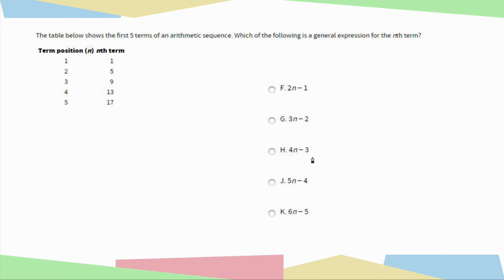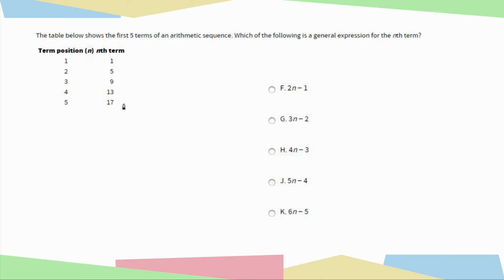The table below shows the first five terms of an arithmetic sequence. Which of the following is a general expression for the nth term? So I'm going to show you the fast way to do this first, and then we can have a little more of an in-depth discussion on how I'm getting there.